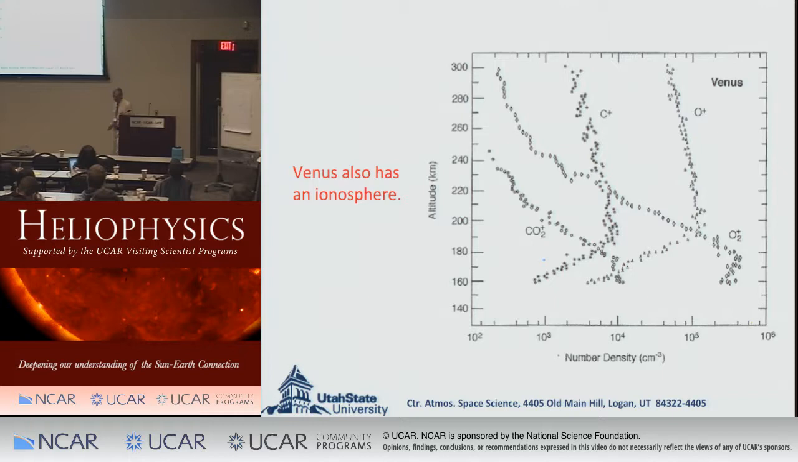So everything we just did for the Earth, the same codes can be used. The rate coefficients are known. You can simulate these by changing the atmosphere and the reaction rate species.